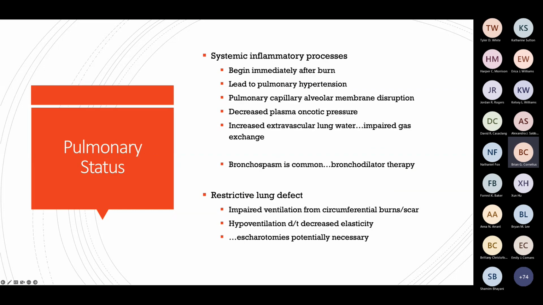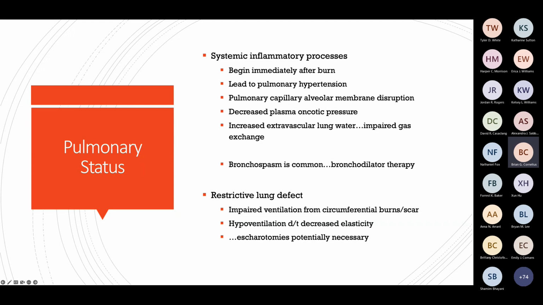From a pulmonary standpoint, you have a widespread systemic inflammatory process right after the burn. It can lead to pulmonary hypertension because they're trying to perfuse their pulmonary capillaries. You may see that the capillaries themselves have membrane rupture, so you may have fluid leakage into the lungs themselves. You're going to have decreased plasma oncotic pressure, and because of all this extra vascular fluid in the lungs, you're going to have a hard time ventilating these patients. So things you have to think about: maybe increasing PEEP.